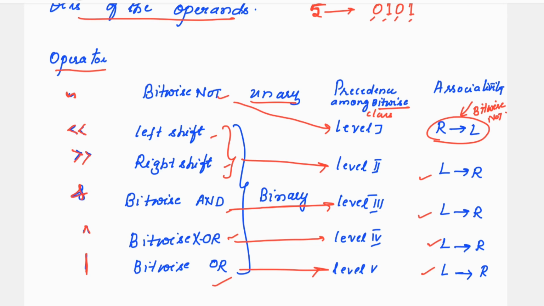So remember, whenever you have an expression consisting of all these operators, you have to give the highest precedence to the not operator, followed by left shift and right shift, then AND, then XOR and then OR.